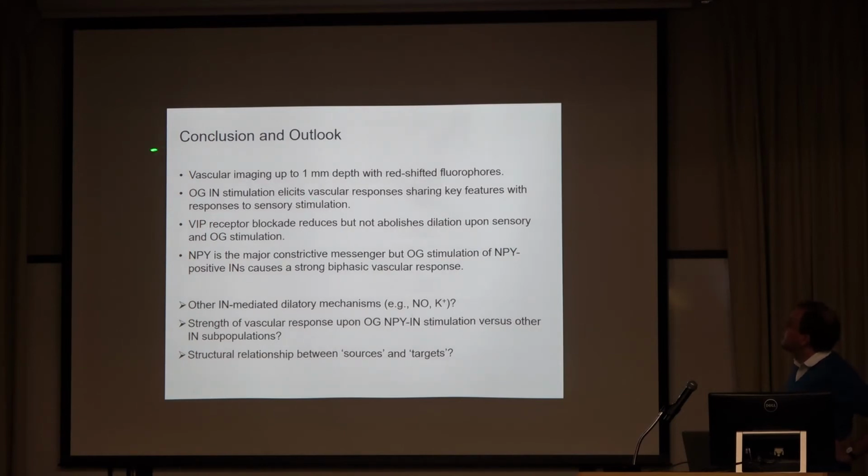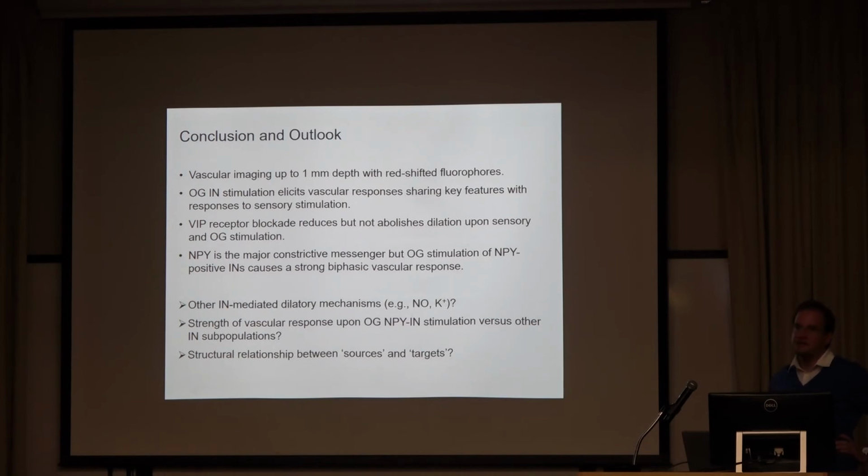So we conclude we can do vascular imaging to about 1 millimeter depth with red-shifted fluorophores. We have seen that optogenetic stimulation of all interneurons elicits a response which shares key features with the sensory response. We have seen that VIP blockade reduces but does not abolish the dilation upon stimulation, and NPY seems to be the major constrictive messenger, but optogenetic stimulation of NPY positive interneurons also causes a strong biphasic vascular response. This raises the question which other interneuron-mediated dilatory mechanisms are in play.